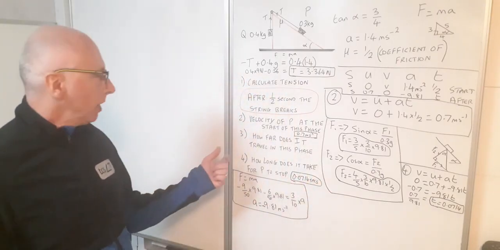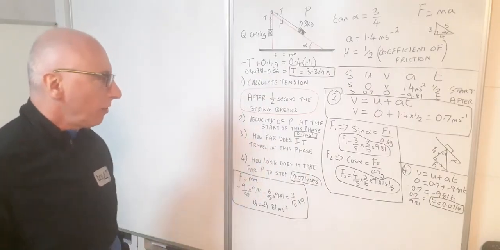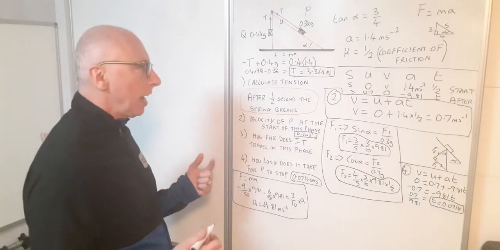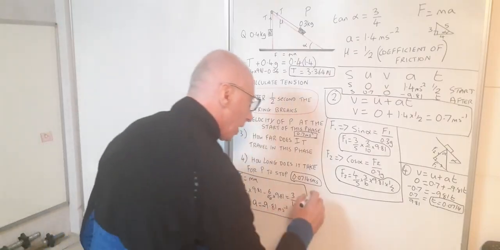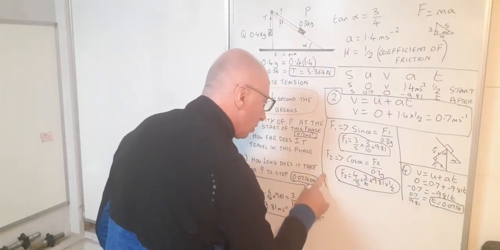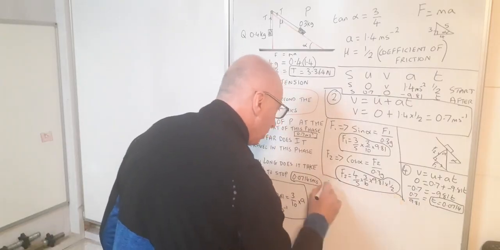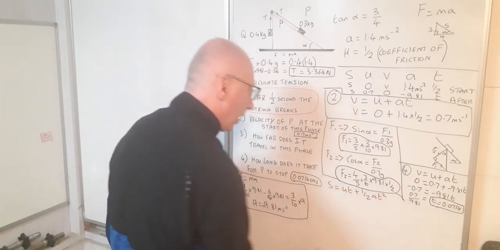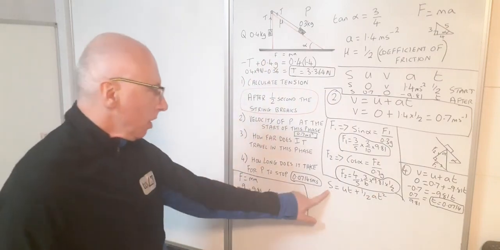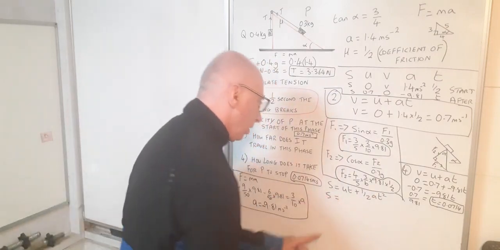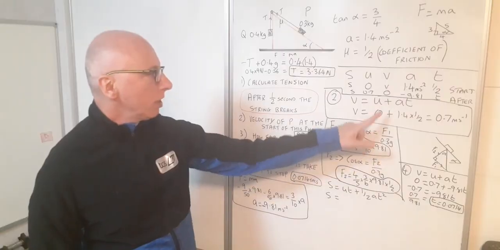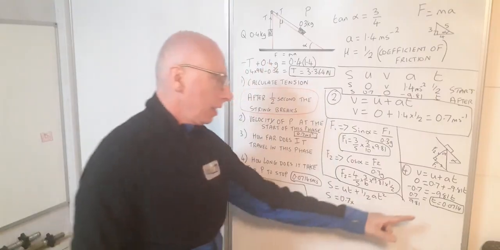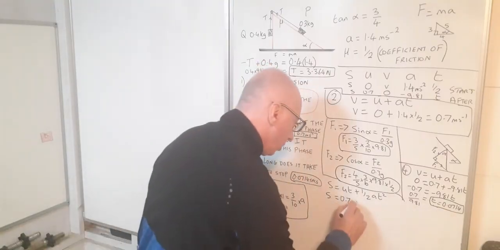Okay, and then the final bit, how far does it travel in this phase? So we need an equation with S in it. So in this case, I'm going to use S equals ut plus a half AT squared. So let's give ourselves a bit more space here. So S equals ut plus 1/2 AT squared. And we just get our S. So S, initial velocity. Well, the initial velocity is given as 0.7. And then T is this one here, 0.0714.